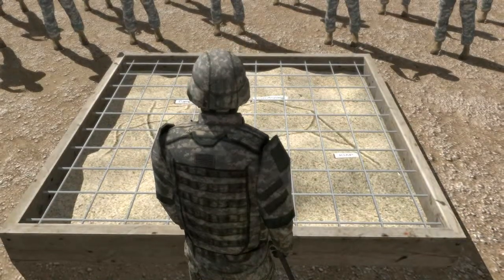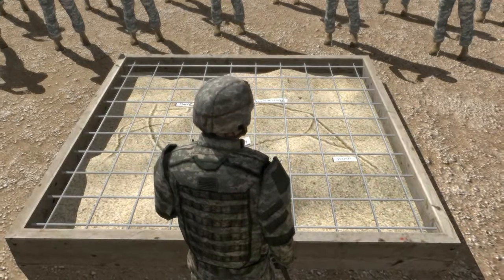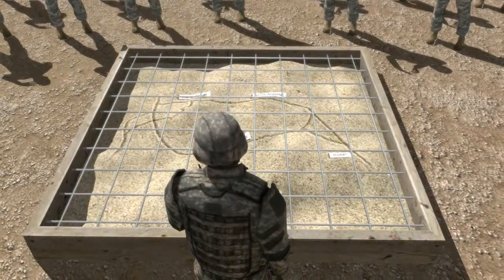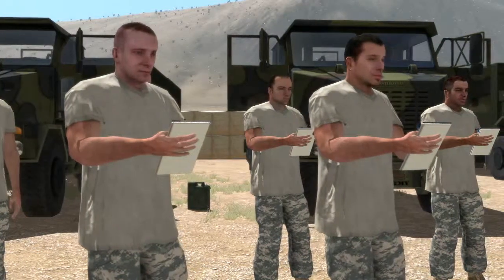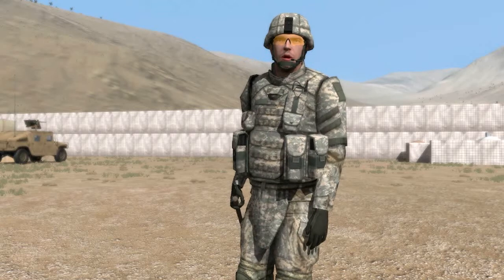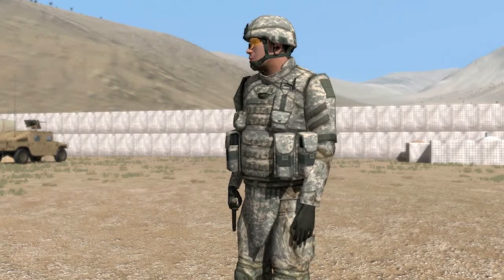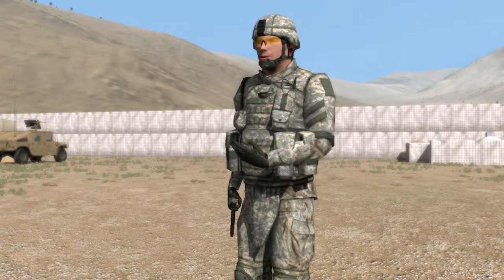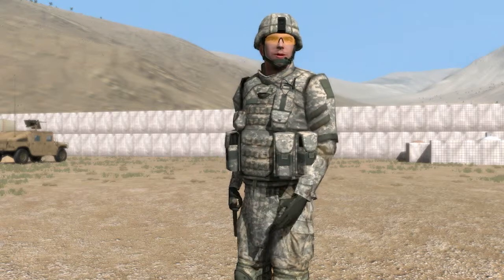Our mission is to distribute no later than 1900 hours, Class 9 from Kandahar International Airport to Camp Smith. I say again, our mission is to distribute no later than 1900 hours, Class 9 from Kandahar International Airport to Camp Smith. The commander's intent is to accomplish the mission without loss of life or equipment.